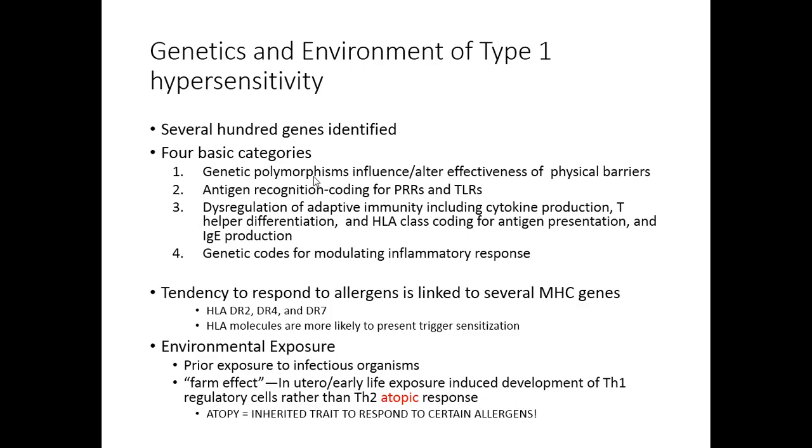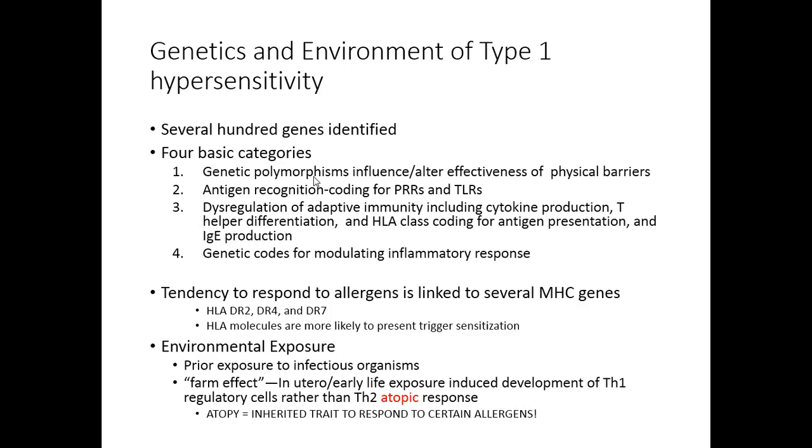The second category is really talking about the antigen recognition coding for pathogen recognition receptors and toll-like receptors. And I think that antigen recognition process that we talked about earlier this semester is such an important thing, and if it's not effective or it's altered in some way, it can influence the overproduction and overstimulation of the immune response.